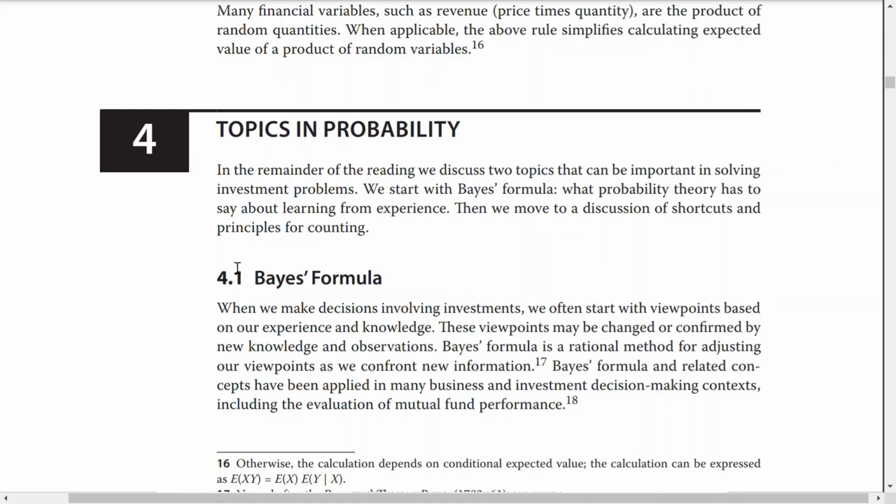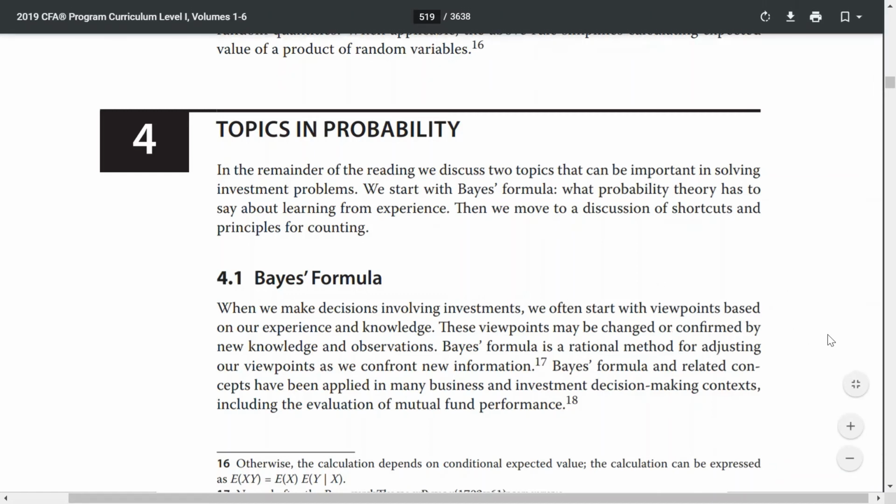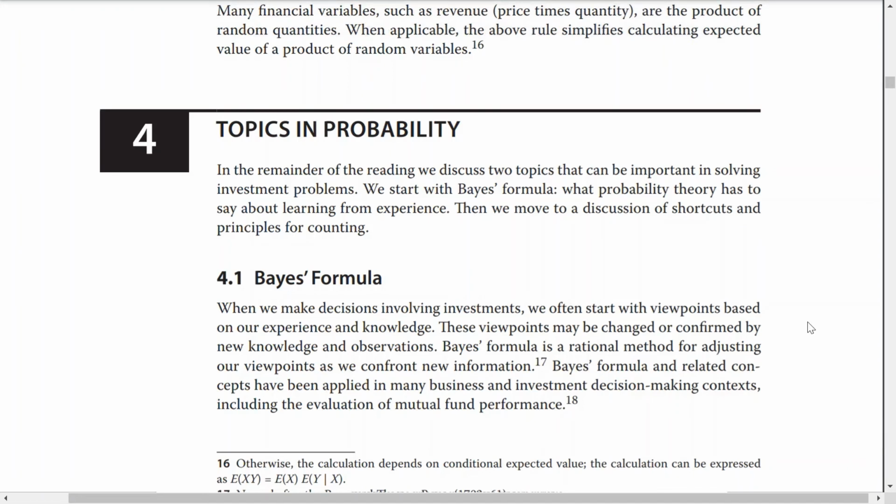4.1 Bayes' formula. When we make decisions involving investments, we often start with a viewpoint based on our own experience and knowledge. These viewpoints may be changed or confirmed by new knowledge and observation. Bayes' formula is a rational method for adjusting our viewpoints as we confront new information. Bayes' formula and related concepts have been applied to many business investment decision-making contexts, including the evaluation of mutual fund performance.